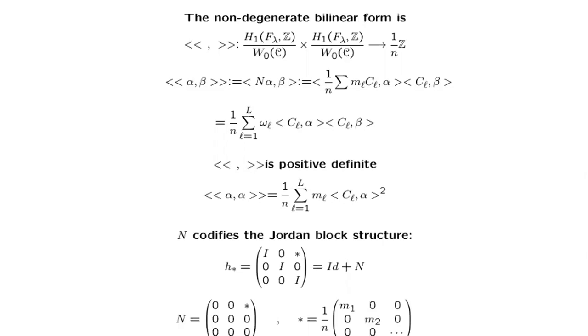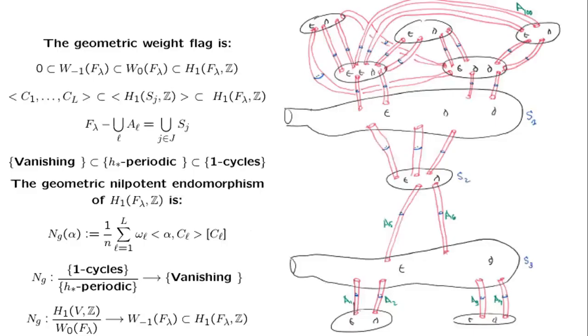Good. So we have another question from Laura Ortiz Bobadilla. She asks, can you repeat the main idea of the geometric weight flag? Yeah, sure. So we have H1, which are all the sums of closed loops in the fiber F lambda with weights. Now you can consider the sum, but only taking the sum around these vanishing cycles, these cycles which are around the neurons. So this forms the first part of the flag. The second part of the flag is that you consider the sum of all closed paths which are contained in the neurons.